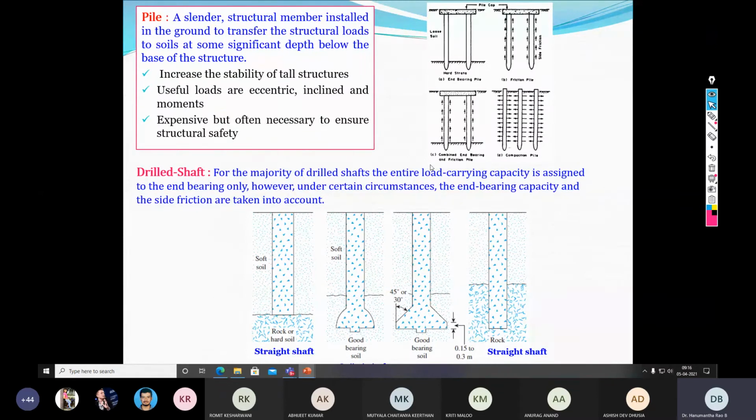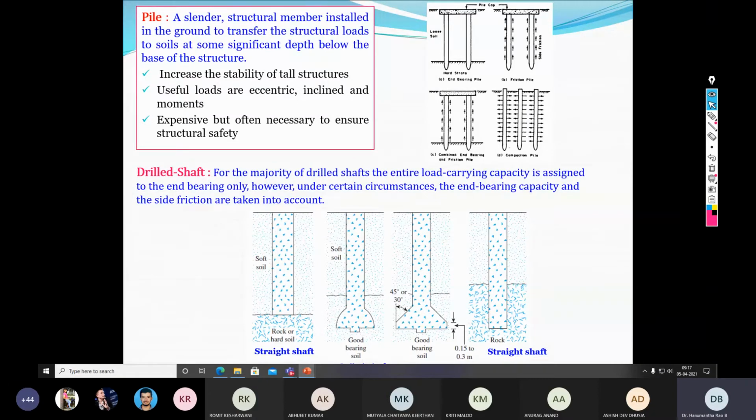Now how do you define the pile? In the case of the shallow foundation, we understood that a footing is a structural member that transfers the superstructure load safely from the superstructure to the soil. It is an intermediate structural element which safely transfers the superstructure load to the soil. However, in the case of the deep foundation, what is the meaning of deep?